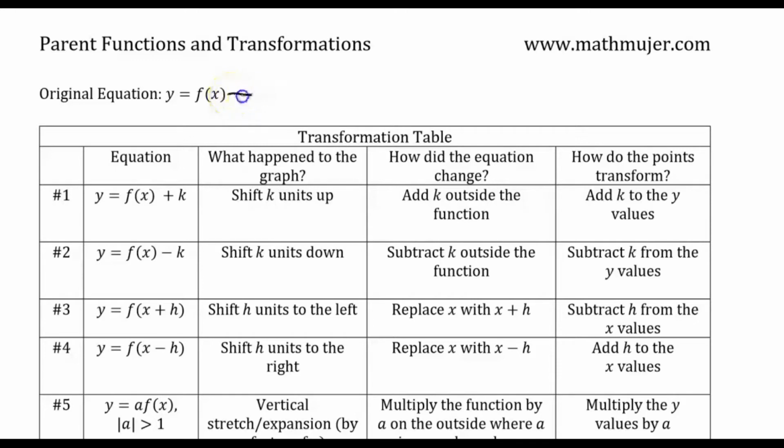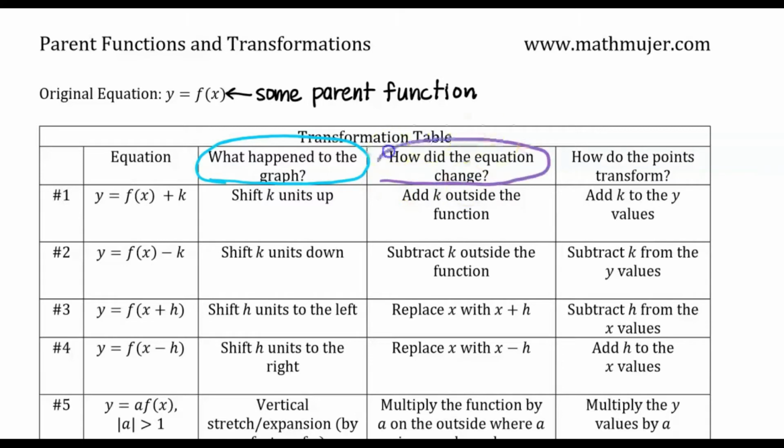So in this table, they all start with the original equation of y is equal to f of x. And that f of x is just some parent function, one of those 8 basic untransformed functions that we just talked about. And what the table does is it's going to tell us what happened graphically speaking. So when we look at the graph, what's the difference that we see in the graph? What happened to the equation? So just algebraically looking from the original parent equation to the new transformed equation, what's the difference that we see?